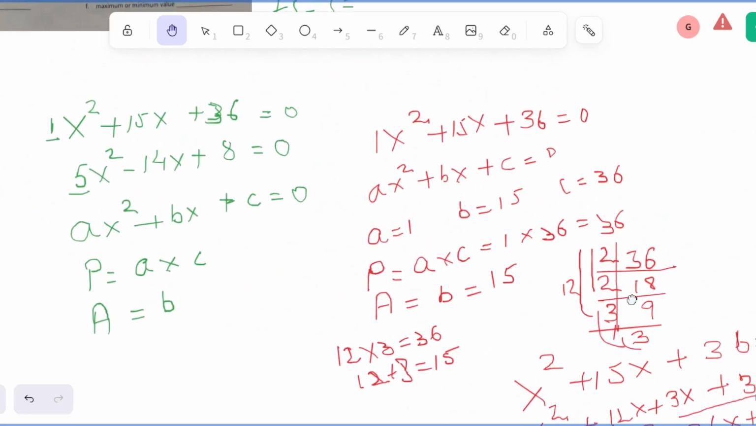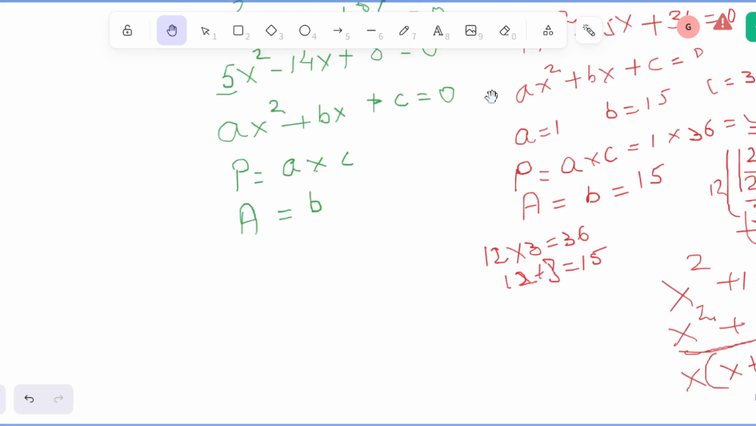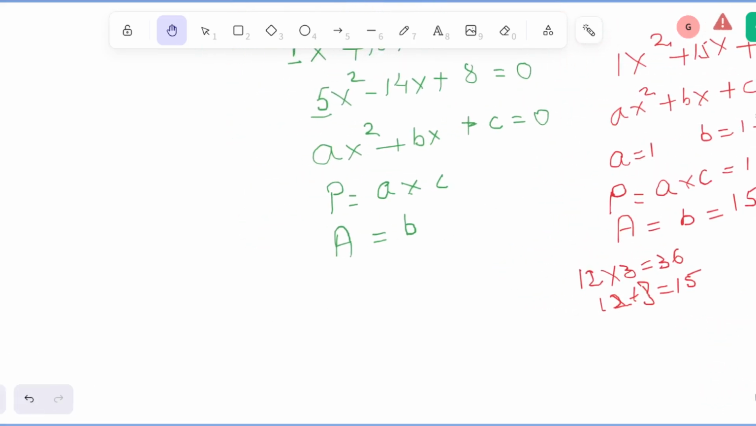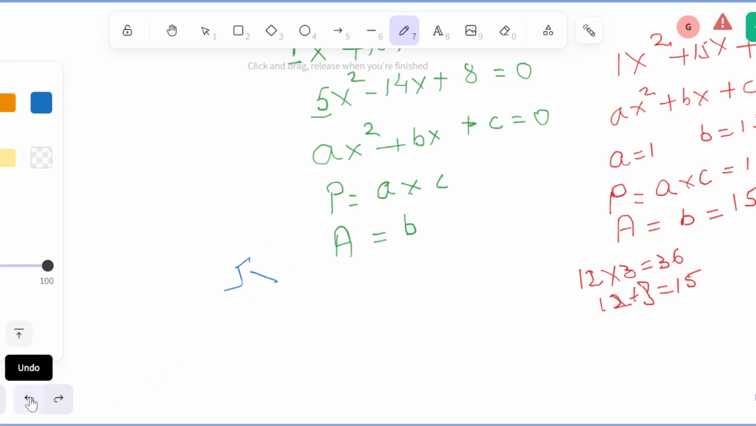Yeah, the 5x square minus 14x plus 8, right? Let's do that. Let me take a different color. So 5x square minus 14x, I'm just trying to write it properly. Plus 8 equal to 0. So here the coefficient of x square is not 1, right?